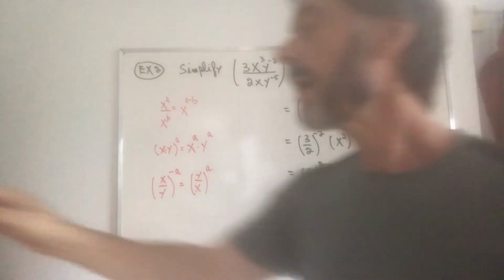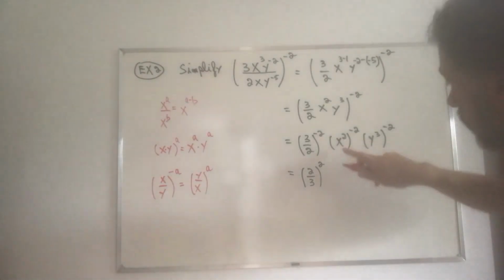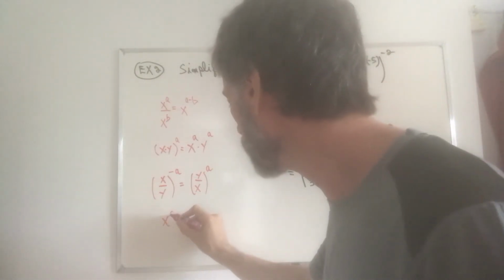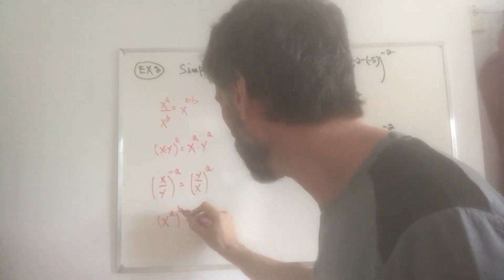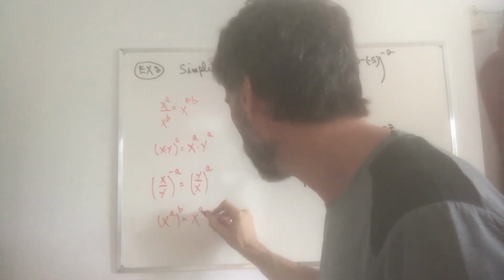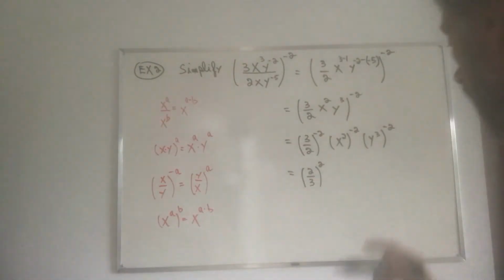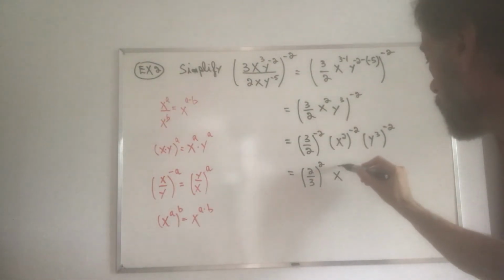Good. What other rule am I using here for the x to the 2 to the power of minus 2? I shall say this is x to the a to the b, bien sûr. And that's x to the a times b, baby. So that's going to be x to the 2 times minus 2.